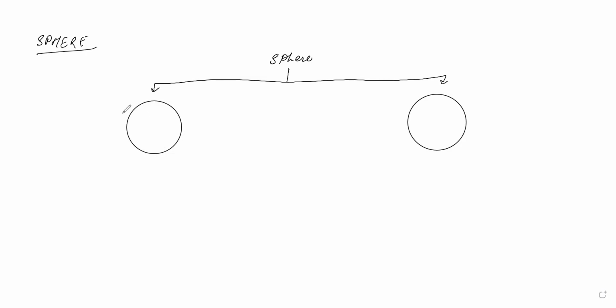This is a sphere of positively charged of density sigma, and it is also a positively charged of density rho. This is your hollow sphere.